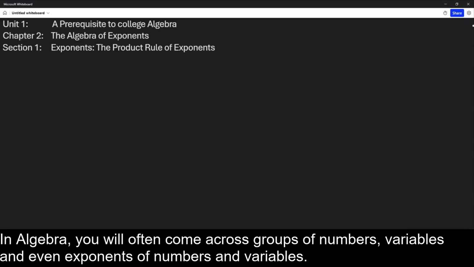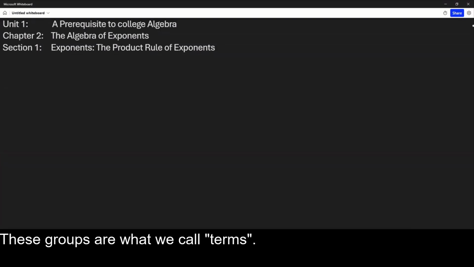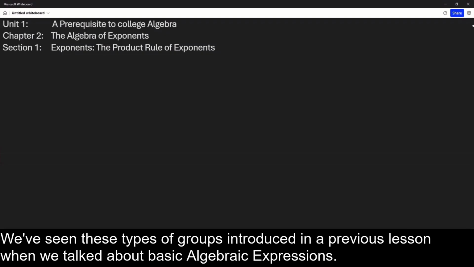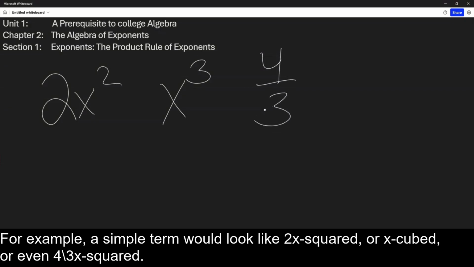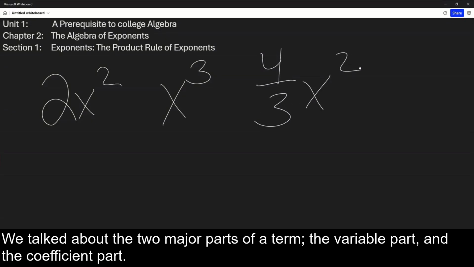In algebra, you will often come across groups of numbers, variables, and even exponents of numbers and variables. These groups are what we call terms. We've seen these types of groups introduced in the previous lesson when we talked about basic algebraic expressions. For example, a simple term would look like 2x squared, or x cubed, or even 4/3 x squared. We talked about the two major parts of a term, the variable part and the coefficient part.